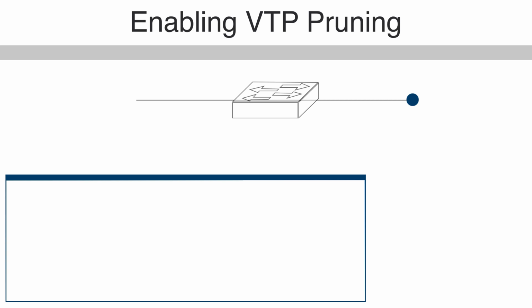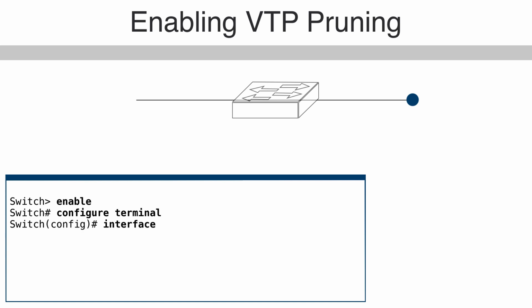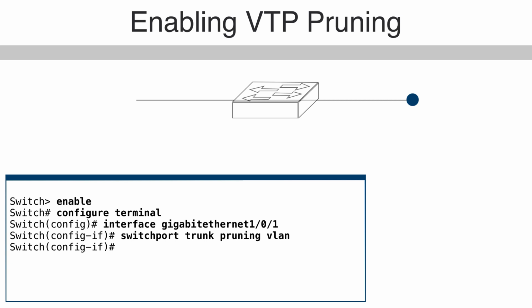Turn off VTP pruning by making all VLANs on the trunk of the switch upstream to the VTP transparent switch pruning ineligible. To configure VTP pruning on an interface, use the switchport trunk pruning vlan interface configuration command. VTP pruning operates when an interface is trunking.